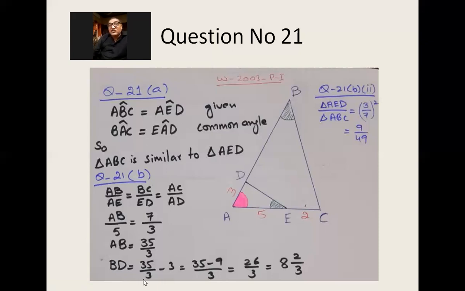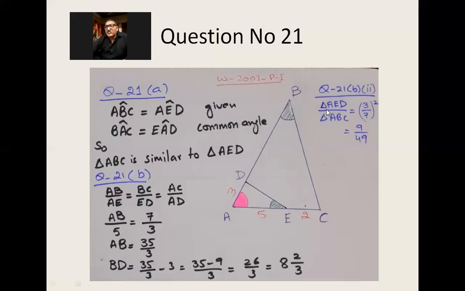So I'm taking these two, and I'm equating them. AB will be equal to 35 divided by 5. And BD actually is the question. BD will be equal to AB minus AD. That's 35 by 5 minus 3. So I will take the LCM. So it will be 35 minus 9 divided by 3. So that will be 26 divided by 3. And that will be 8 whole 2 by 3. So the value of the BD we just found is 8 whole 2 by 3.